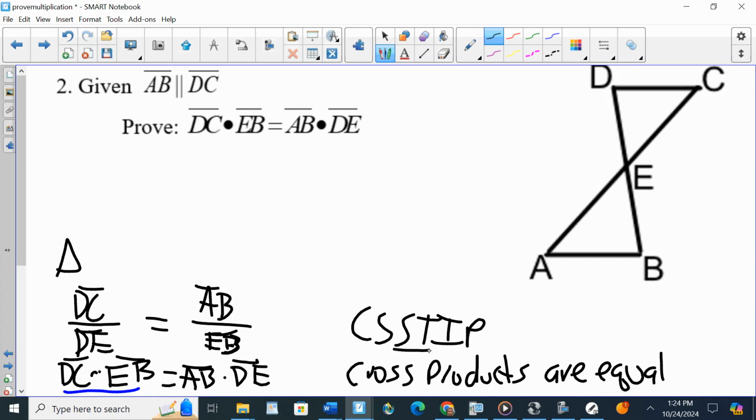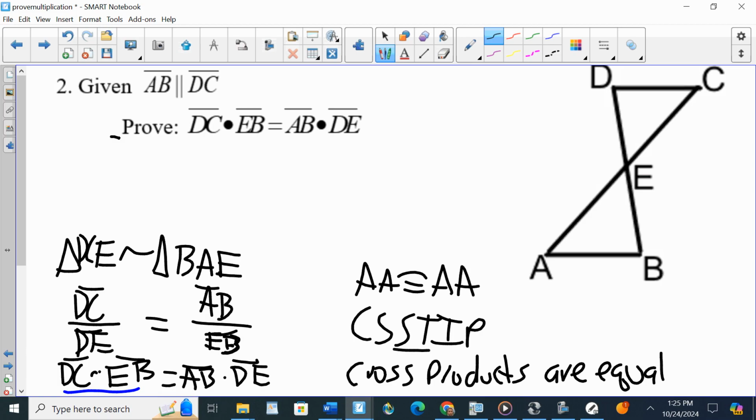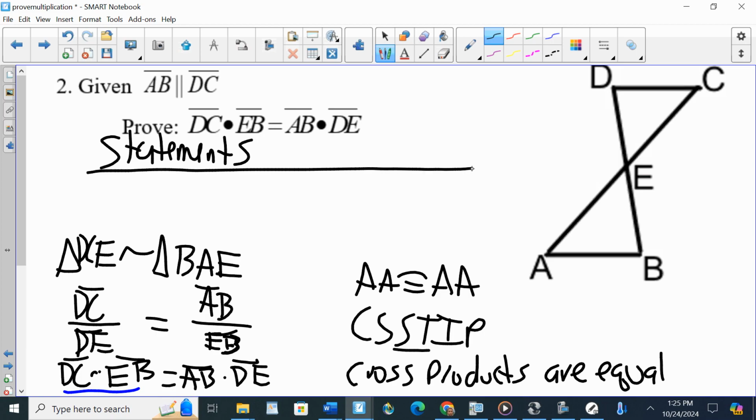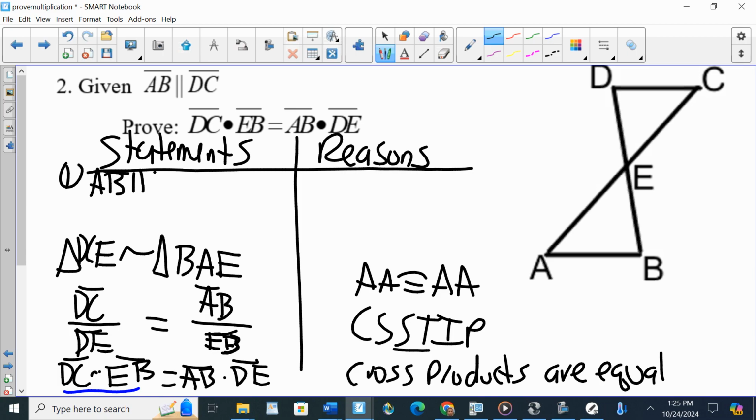Before the proportion, the triangles are similar. Is it obvious which triangles are similar? It is to me. I've got DCE is similar to BAE. The reason always, always, always for the similar, prove similar AA. All right, now that I work backwards, I need to prove those triangles are similar. So I need to find two pairs of corresponding angles congruent. I start with my givens. AB is parallel to DC. Given.